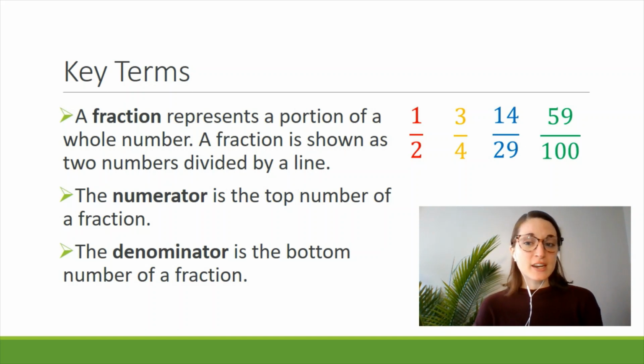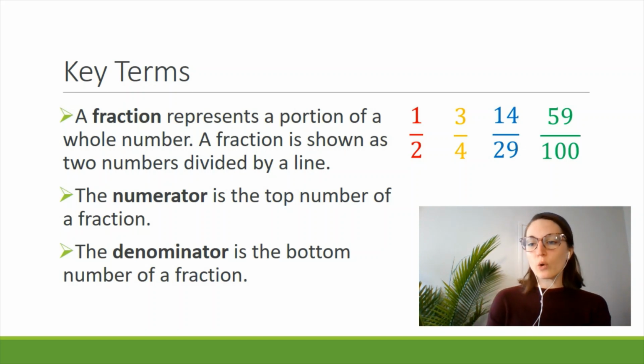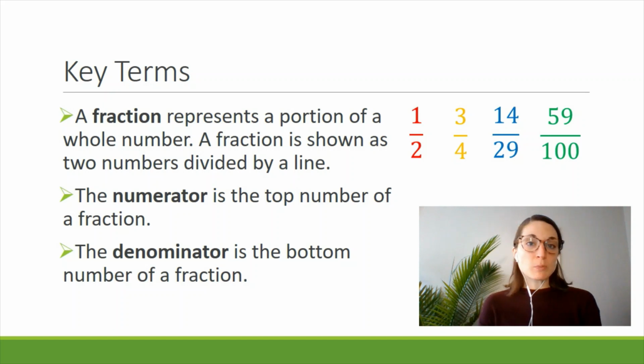A fraction represents a portion of a whole number, and you'll see it shown as two numbers that are divided by a line. The numerator of a fraction is the top number. In the fractions you see on this slide, the numerators are 1, 3, 14, and 59. The denominator of a fraction is the bottom number. In those same fractions you see on the screen, the denominators are 2, 4, 29, and 100.